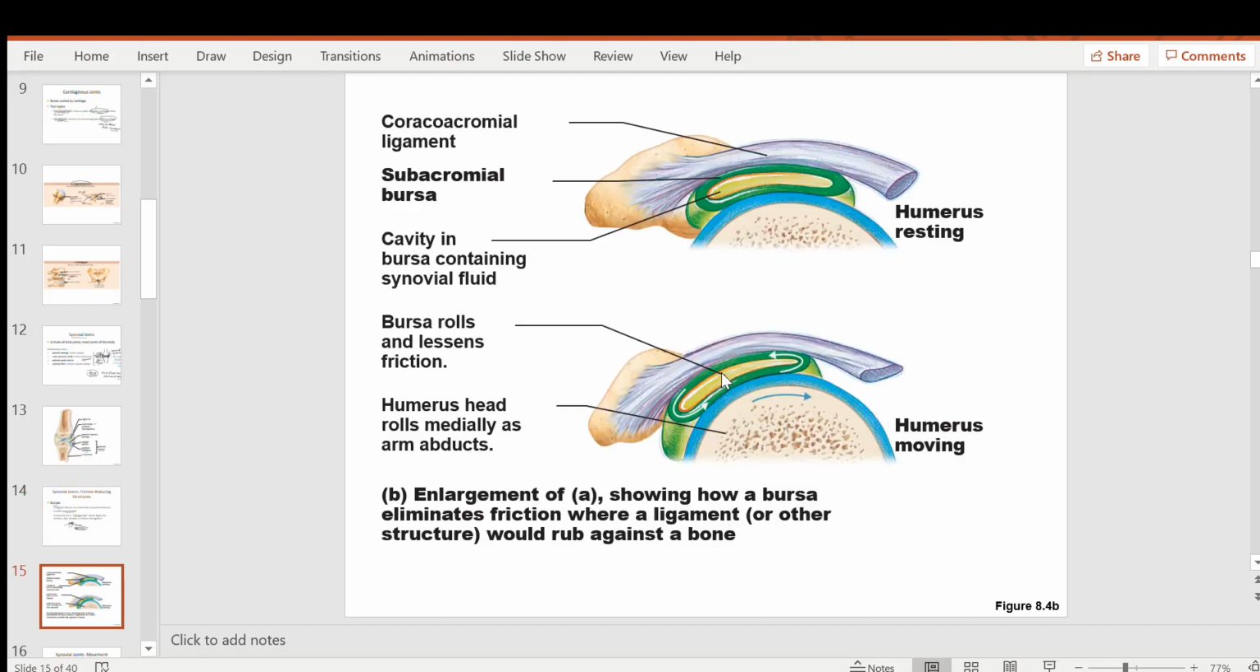Make sense? So here you see this is a ligament and this is the end of the bone. In between is the bursa. This is a flattened membranous sac filled with fluid. Inside it you have the synovial fluid, and when you move the bone, the bursa will roll in between those structures to reduce the friction.